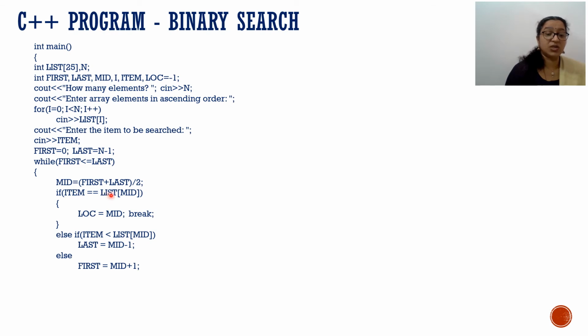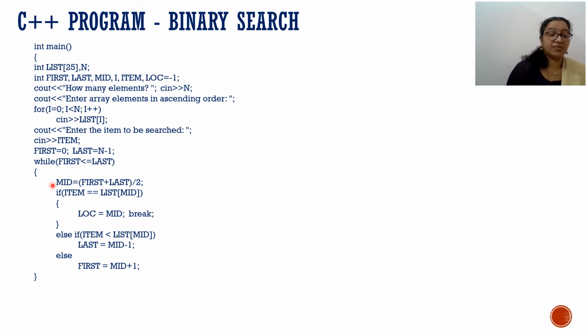If item is equal to list of mid, we will get the position and we can break it. Otherwise, if item is less than the list of mid, last is equal to mid minus 1. That means we are omitting that second half portion. Otherwise, else, first is equal to mid plus 1. That means if the item is greater than the list of middle portion, then we can avoid that first half portion. So this process will continue while the first value is less than or equal to last only.